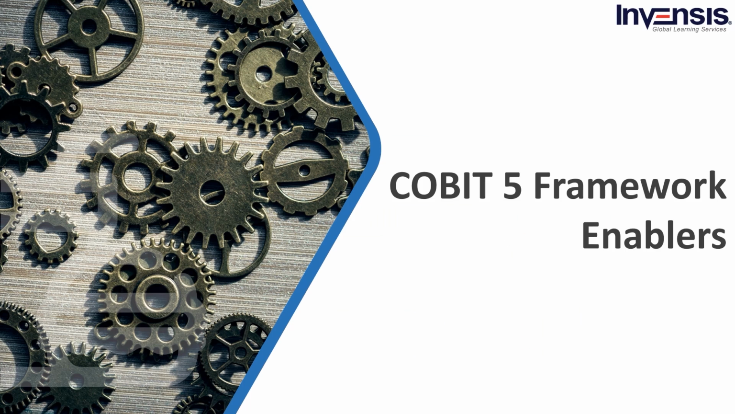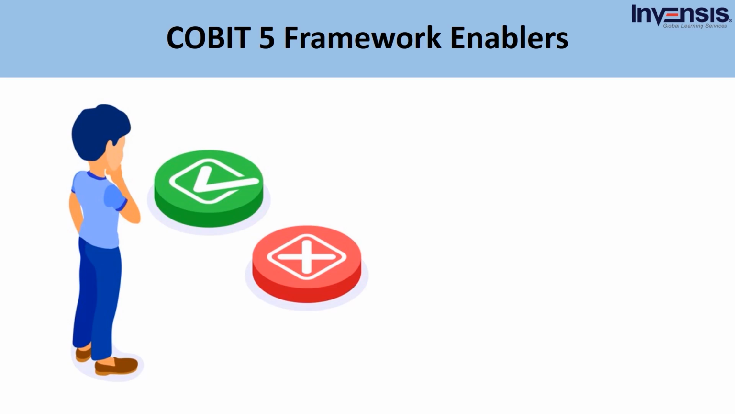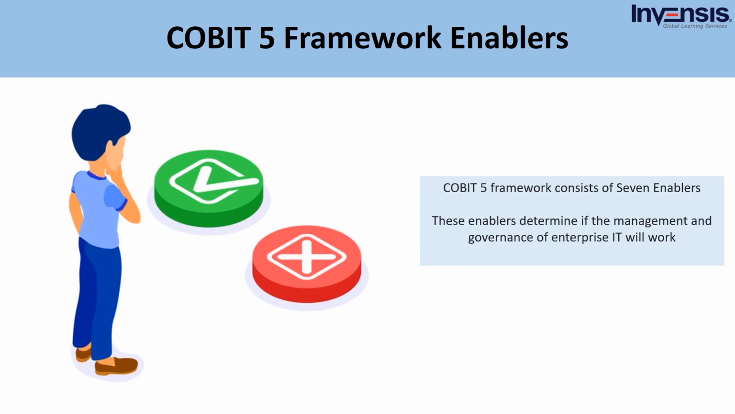We will discuss COBIT 5 framework enablers. Enablers are a significant part of implementing a COBIT 5 framework approach. Using the list of enablers as a checklist helps to ensure that they are delivered in place that are vital in bringing out the most of the guidance. The COBIT 5 framework consists of 7 enablers. These enablers determine if the management and governance of enterprise IT will work.